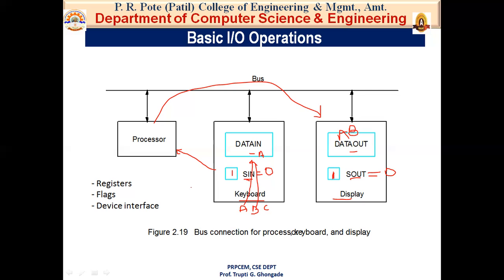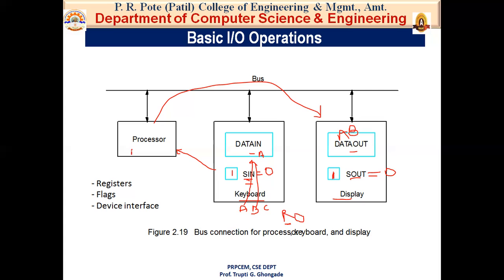Same instructions we are going to use for input and output devices also. For example, the processor can monitor the keyboard status flag S in and transfer a character from data in to register R0. Let's consider it is a general purpose register. So inside a processor there is one general purpose register that is R0. Now, as the keyboard has a buffer register, and the output device has a buffer register, in the same way the processor has some registers to store data temporarily.